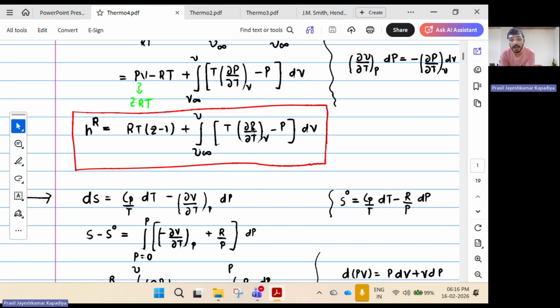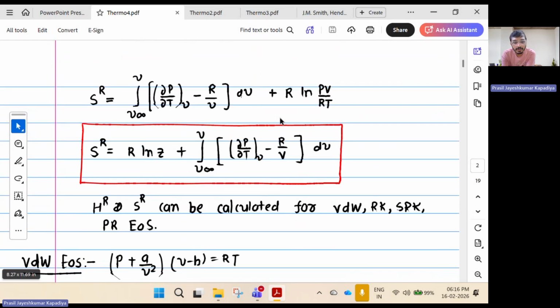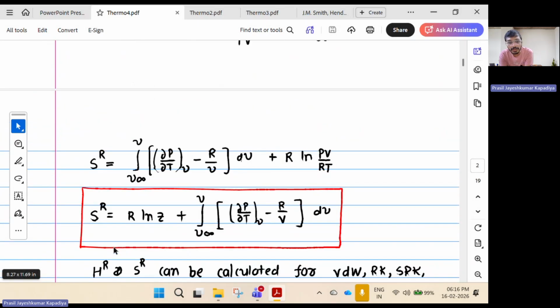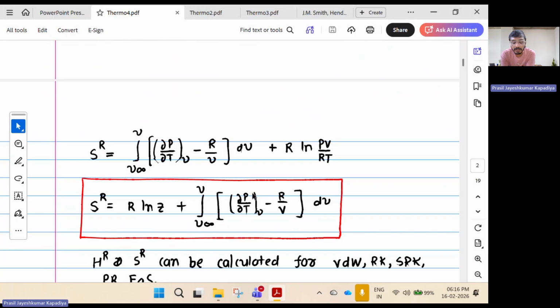We can even verify it if I keep P by T here. So this term will be 0, and for an ideal gas, Z is equal to 1. So this whole term will be 0. That means that my gas is behaving ideally. Similarly, here also you can obtain that this del P by del T will be R by V. Yes, R by V. So this term goes to 0, and for an ideal gas, Z is equal to 1, so this whole term goes to 0.